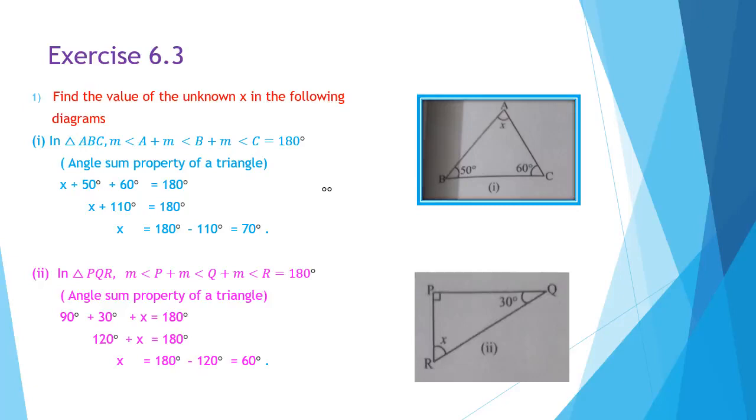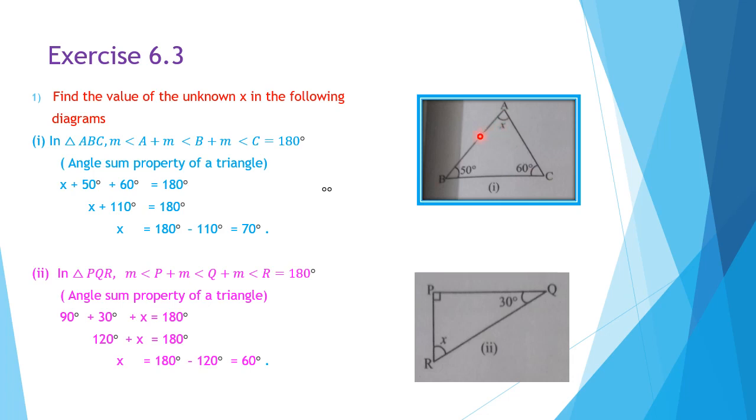Exercise 6.3, question number 1. Find the value of the unknown in the following diagrams. Okay, first one. Here we have triangle ABC, and the measure of angle B is 50 degrees, the measure of angle C is 60 degrees, and the measure of angle A is X. We have to find this value X.